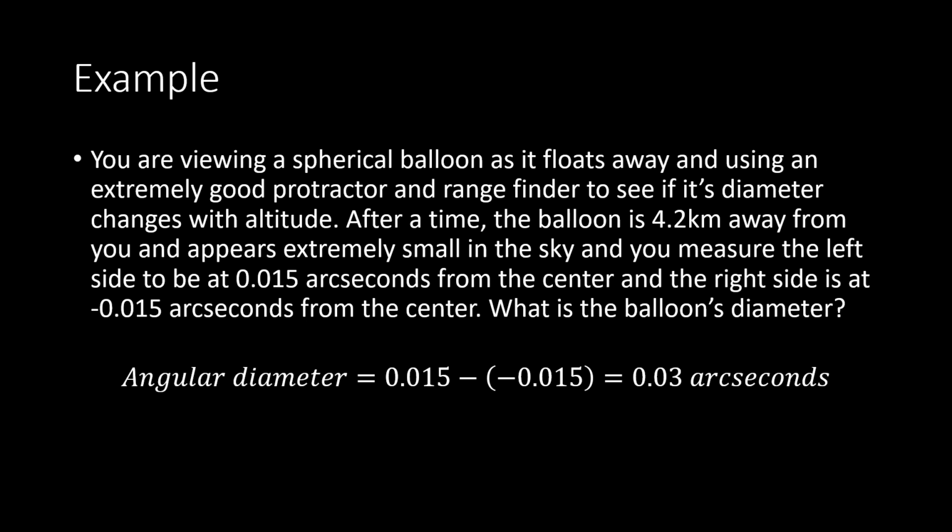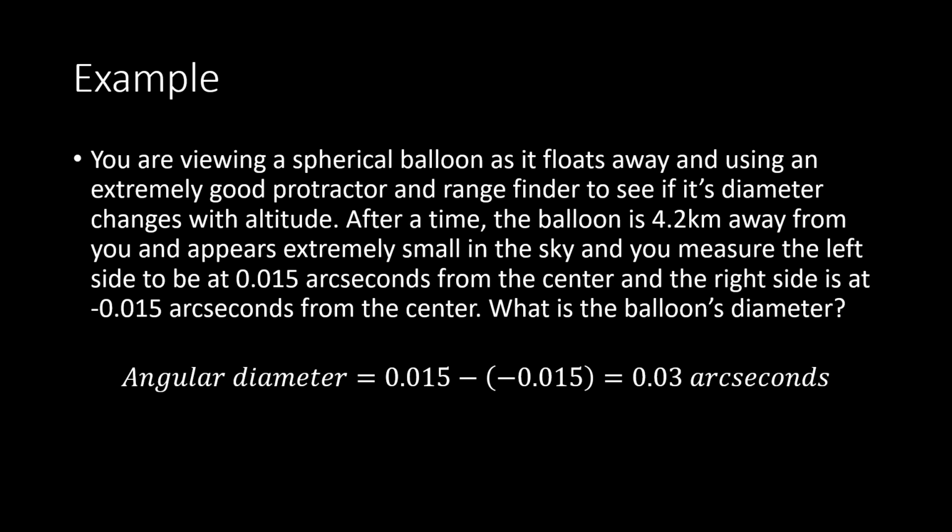After some time, the balloon is 4.2 kilometers away from you, and it appears extremely small in the sky. And then you measure the left side of the balloon. It is at 0.015 arc seconds from the center, and the right side of the balloon is negative 0.015 arc seconds from the center. What is the balloon's diameter?